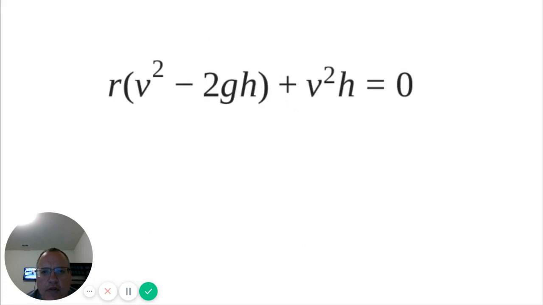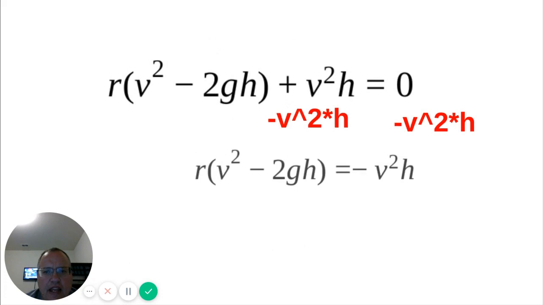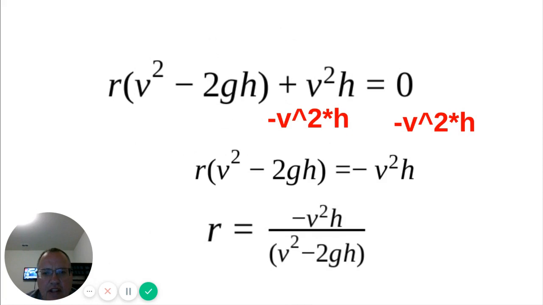What I'm going to do from this equation is subtract v squared h from both sides, and that gives me the equation r times v squared minus 2gh equals negative v squared h. And then you're just going to divide both sides by v squared minus 2gh. So I have solved this equation now for r. And sometimes you have to do that. While it looks like, oh my gosh, that was a whole lot of work, remember it's just step-by-step inverse operations that you're using to solve that problem.